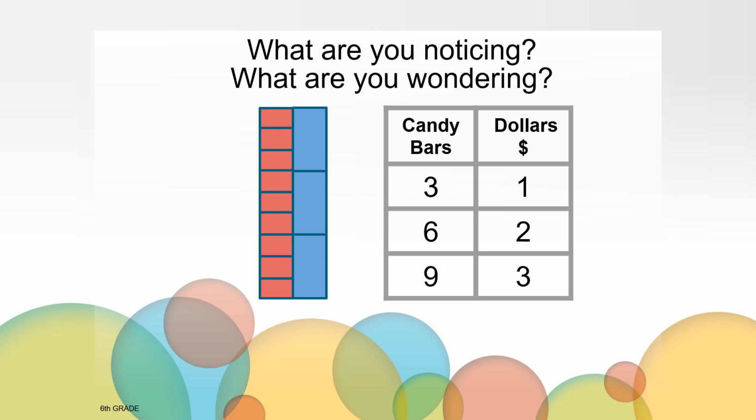You might have noticed that the red color represents the candy bars in the table, and the blue color represents the dollars in the table. You might have noticed that both the table and the picture have a unit rate of 3 to 1. You also might have noticed that the table shows 3 equivalent ratios: 3 to 1, 6 to 2, and 9 to 3. Take a moment to see what else you notice.